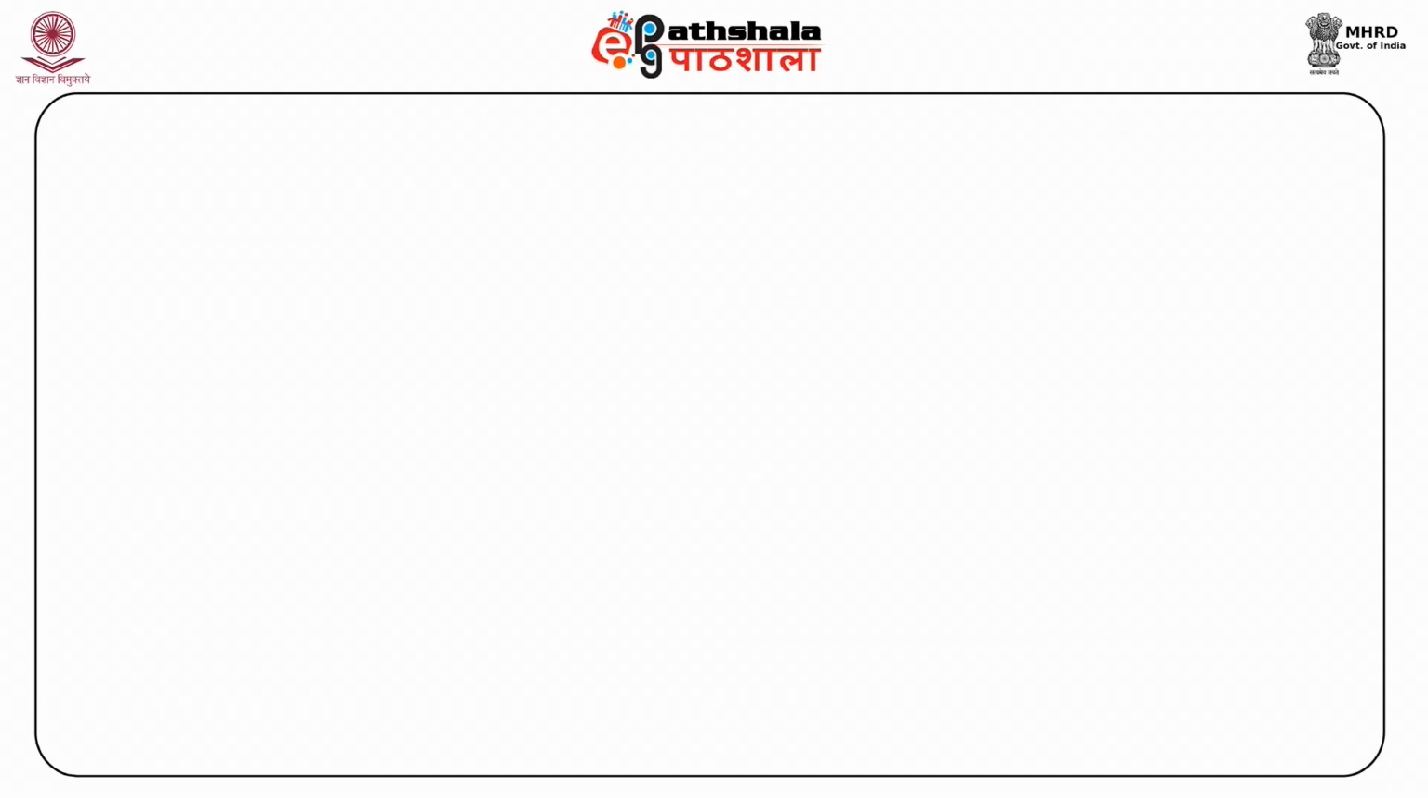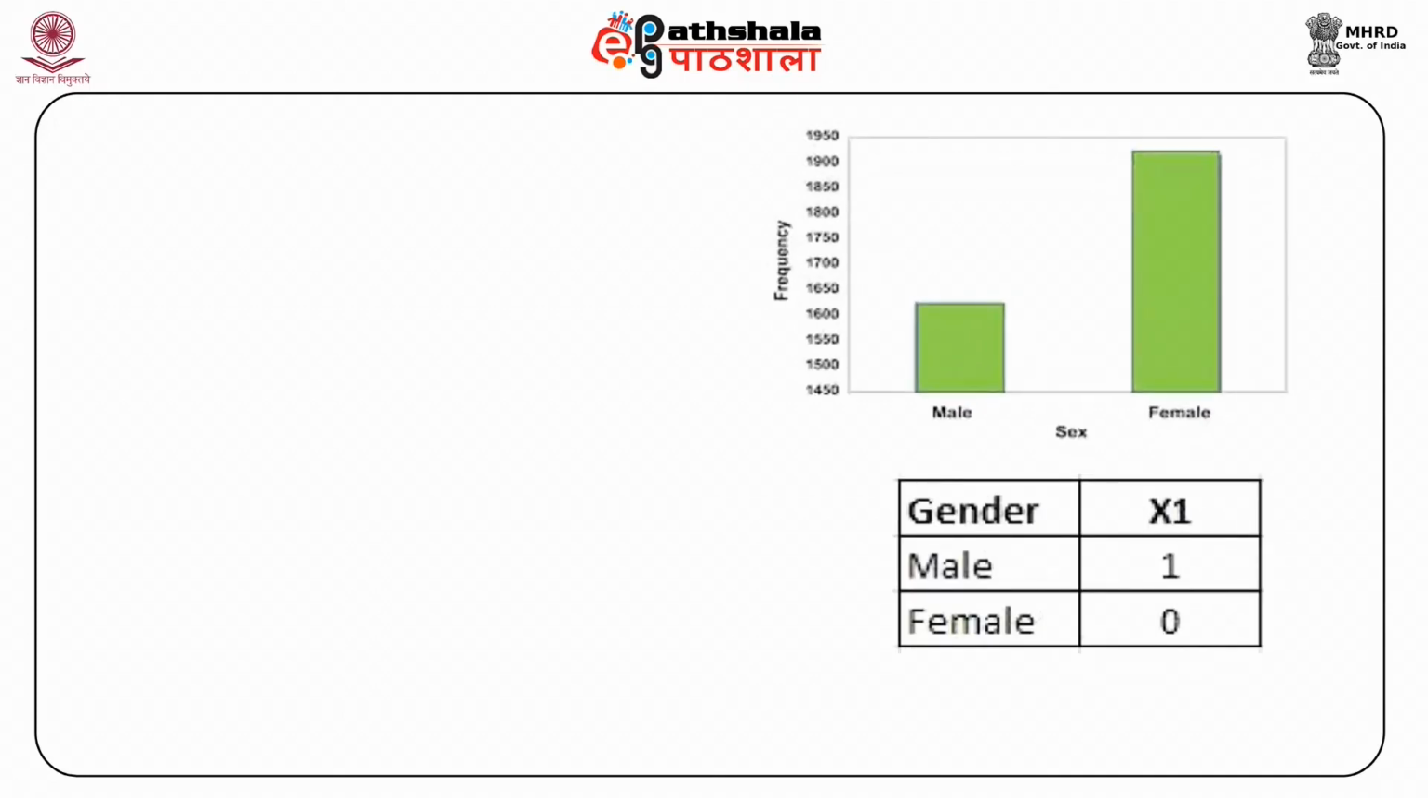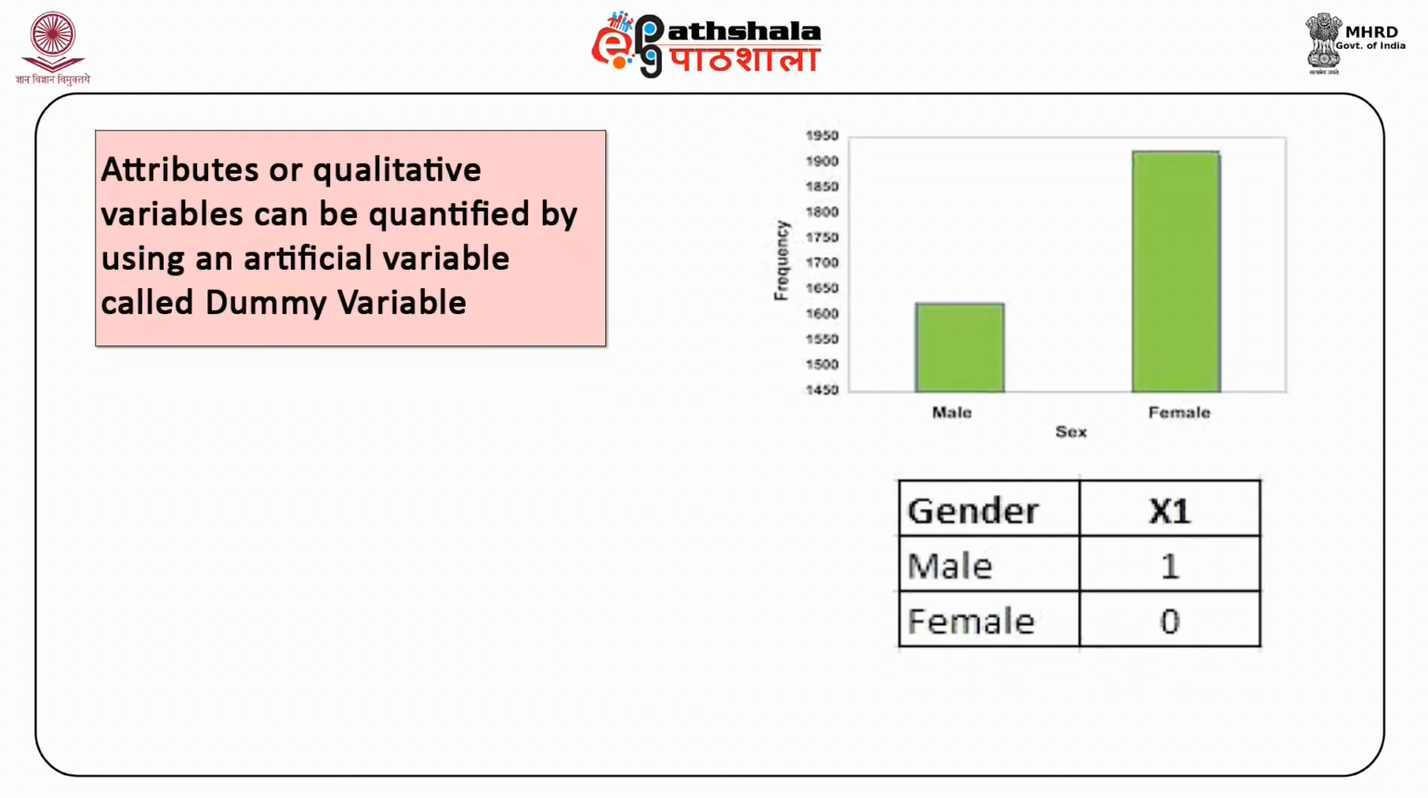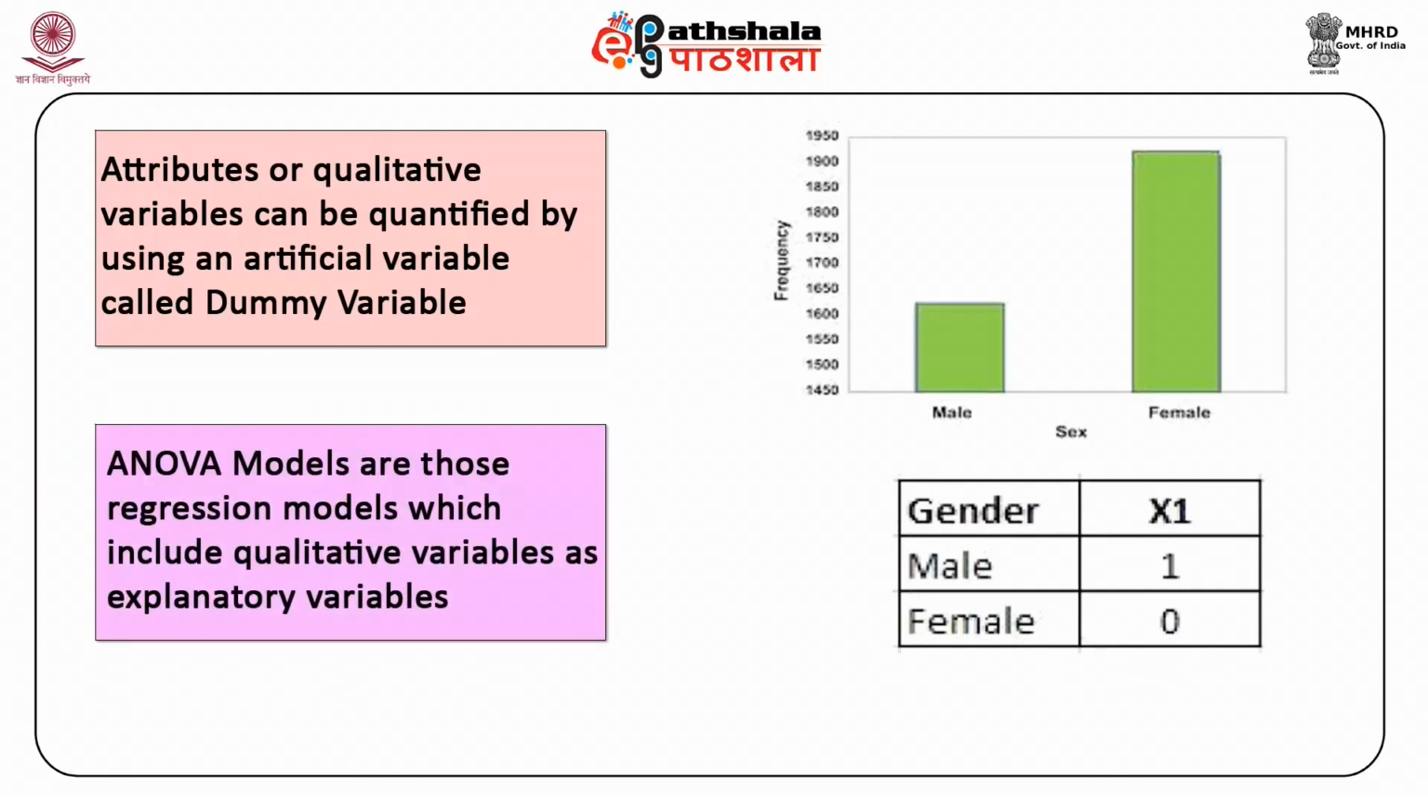To summarize, regression may consist of qualitative explanatory variables. Qualitative variables could range from gender to color to height to region, and so on. These can be incorporated into regression by means of using dummy variables, which is one technique among various others. Hence, attributes or qualitative variables can be quantified by using an artificial variable called a dummy variable. Such regression models are called ANOVA models.